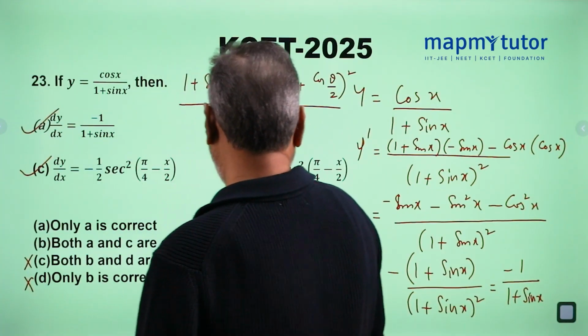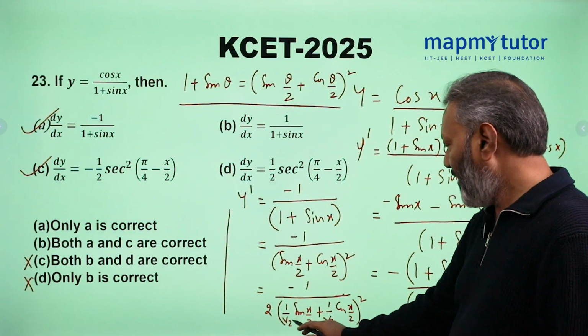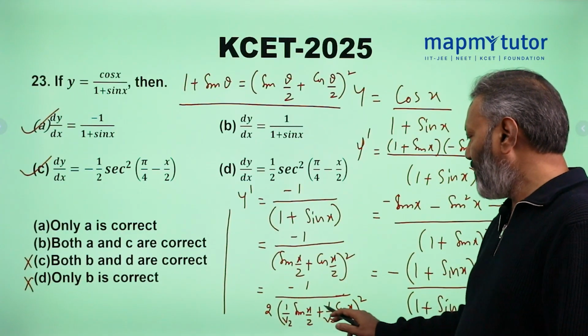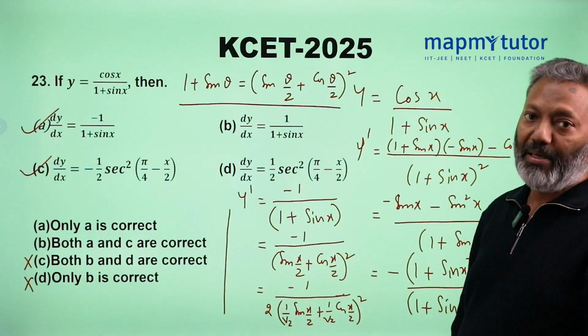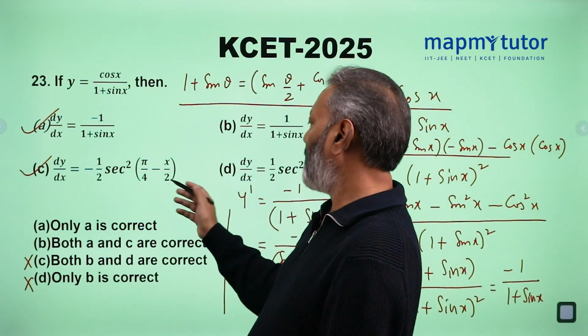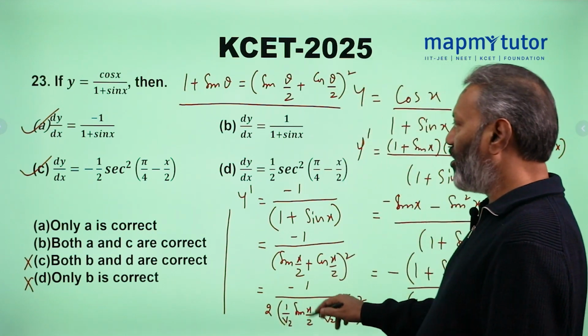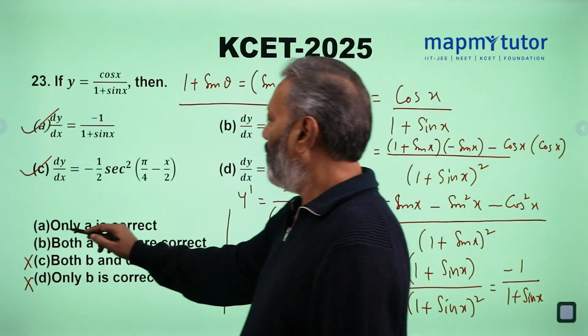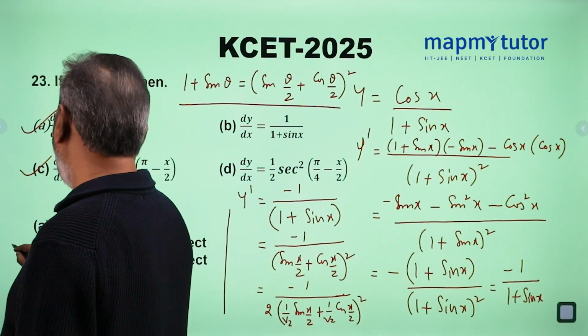A is also correct. You observe that, right? If I take this as sin pi by 4 and this as cos pi by 4, this is sin A sin B plus cos A cos B. You know it is cos(A minus B). Therefore, cos(x by 2 minus pi by 4) or (pi by 4 minus x by 2), whatever it is. And the denominator cos square is there. What is 1 by cos square? Secant square. And hence, both A and C are correct.